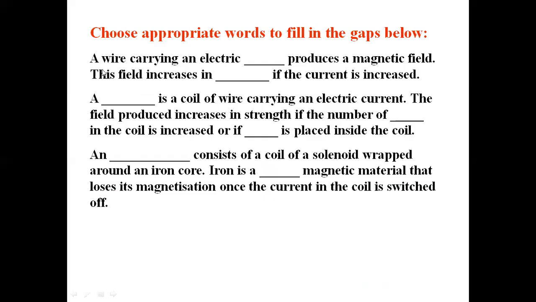The blanks to fill up. A wire carrying an electric current produces a magnetic field. This field increases in strength if the current is increased. A solenoid is a coil of wire carrying an electric current.